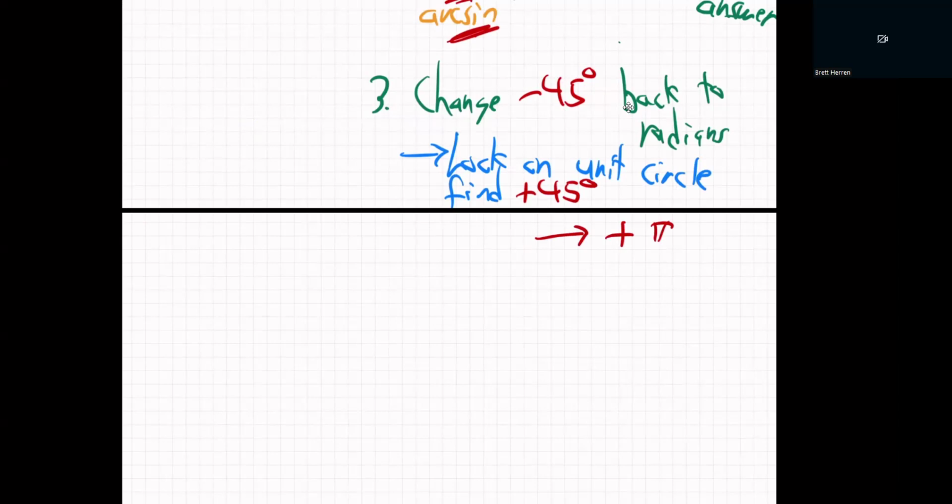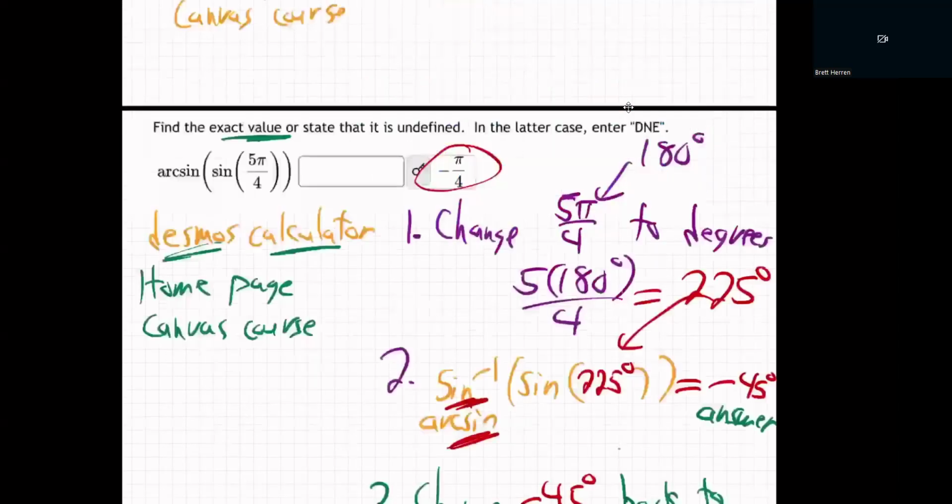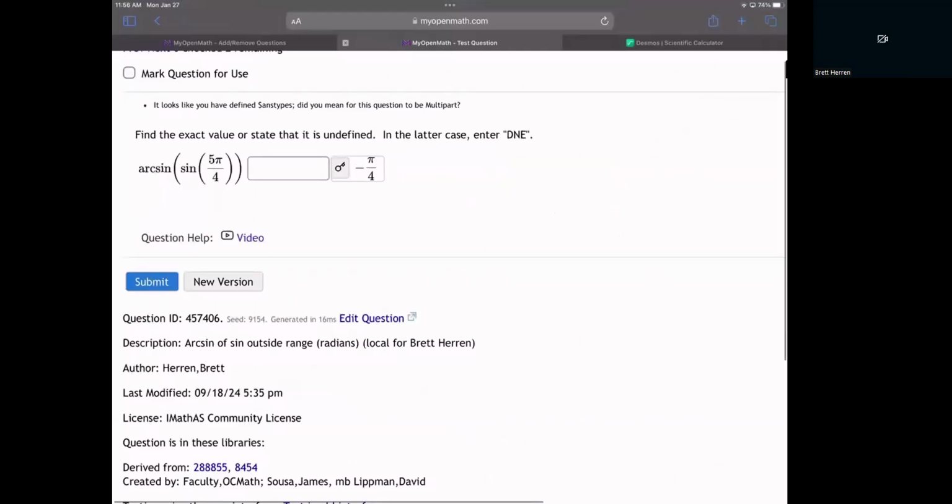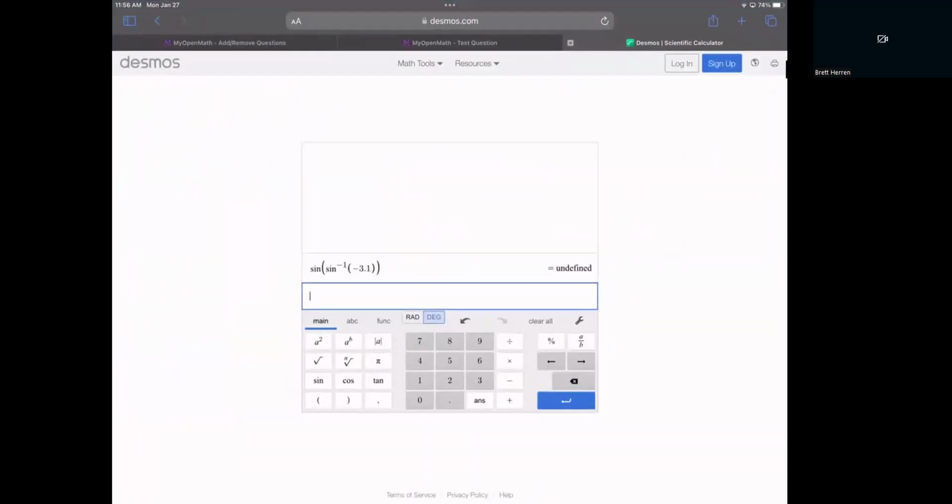All right, so let me show you that. First step, I'm going to change this 5 pi over 4 to degrees. Let's go to the Desmos calculator. Here we are. Let me clear what I had before. Okay, so 5 pi over 4. I'm going to go 5 times 180 over 4. Boom, there it is, 225.